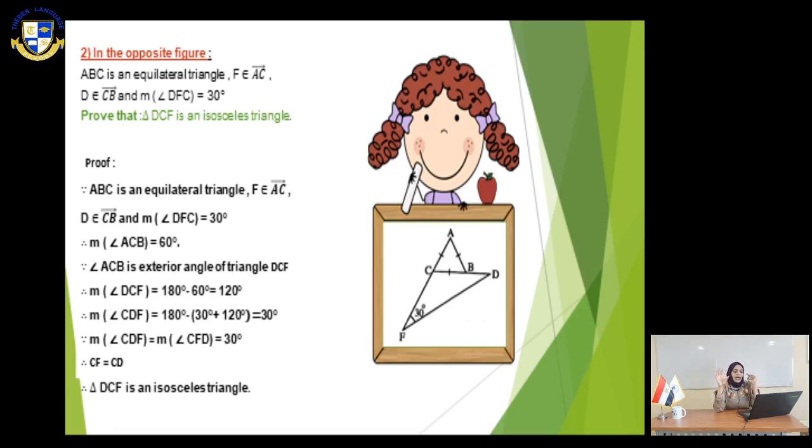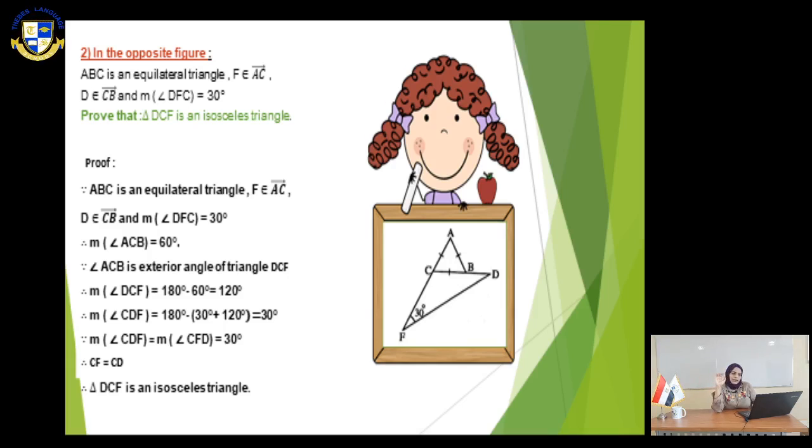So in triangle FCD, we have the measure of two angles: angle F equals 30, angle C equals 120, and we need to calculate angle D. Angle D equals 180, because the sum of the angles of a triangle is 180, minus 30 plus 120, which equals 30. So we have two angles that are equal, CDF and CFD equal 30 degrees. So the two sides are also equal, CF and CD. So the triangle finally is an isosceles triangle.